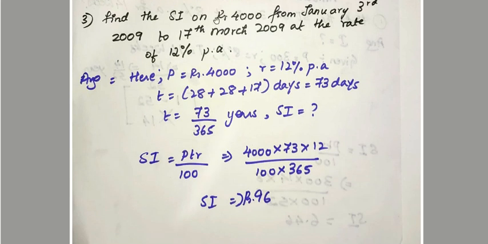find the simple interest on rupees 4,000 from January 3rd, 2009 to 17th March, 2009 at the rate of 12% per annum.